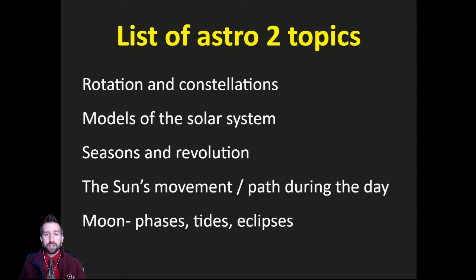So rotation and constellations, models of the solar system, seasons and revolution, sun's movement / path during the day, and what the moon's phases look like, the tides, and eclipses.